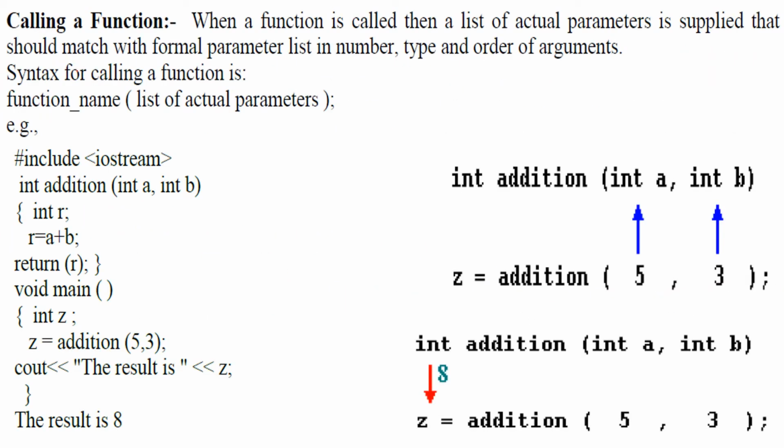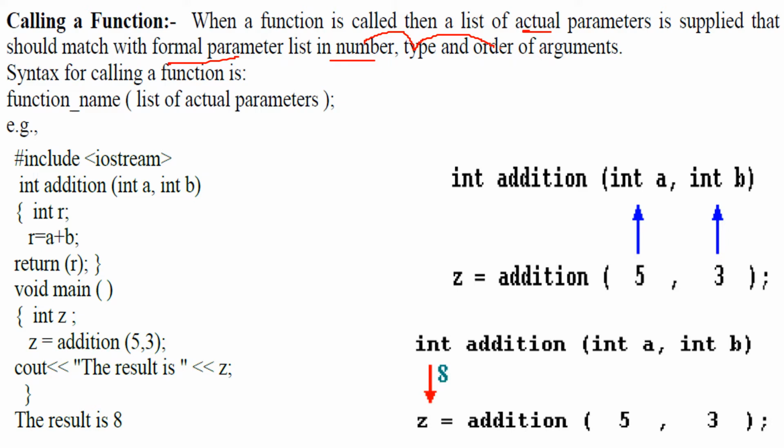Then how to call a function? Whenever we call a function, we have to provide actual parameters. That is, we send the actual parameters that should match the formal parameters which you have given in the prototype, or the formal parameter list. So the number, type, and arguments of the formal parameters should match the actual parameters.